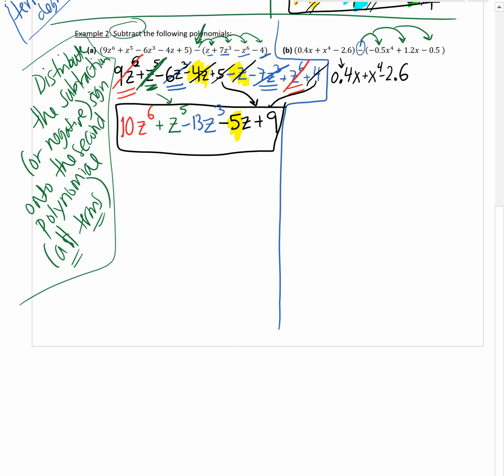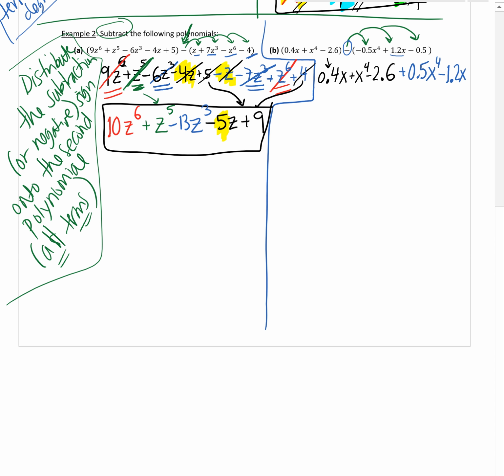So it'll be a negative on the already negative 0.5 x to the 4th. That'll make it a positive 0.5 x to the 4th. And the next term is positive 1.2x, but the negative, when I distribute it, makes it a negative 1.2x. And the very last term, you have a negative distributed onto another negative 0.5. Negative makes it positive 0.5. There we are. Now we have everything kind of laid bare for us.